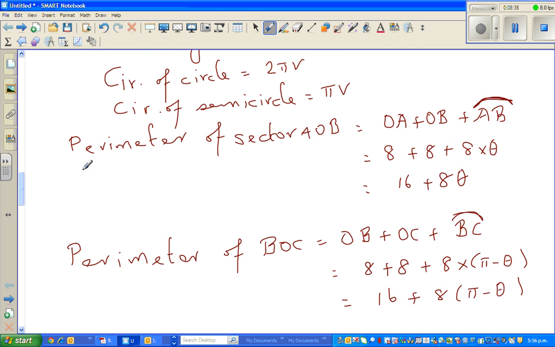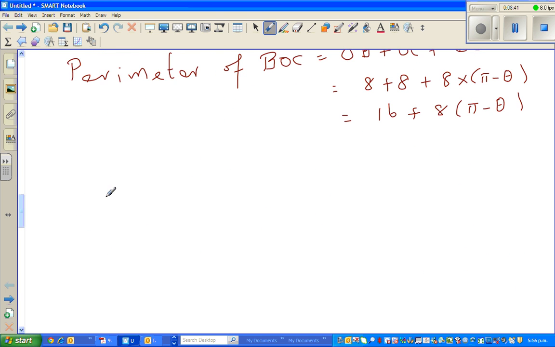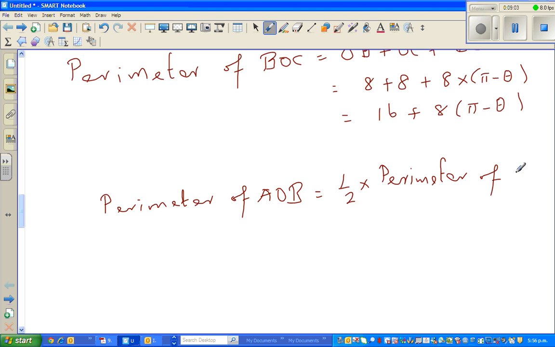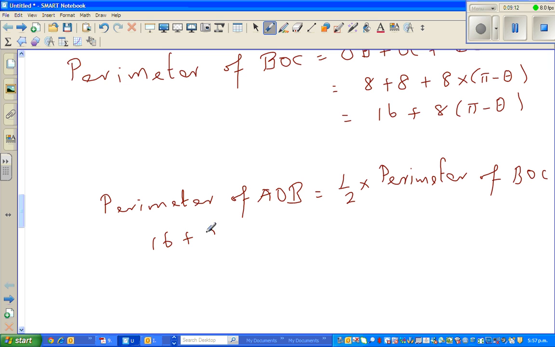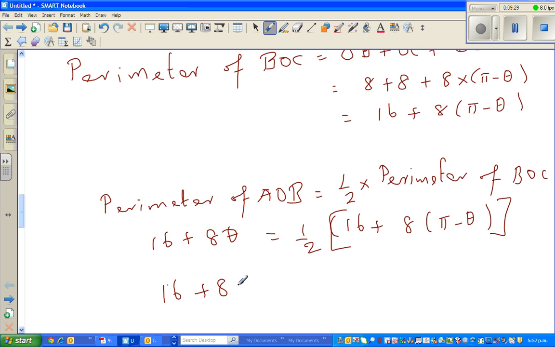What are we saying now? We want the perimeter of AOB to be half times the perimeter of BOC. We know the perimeter of AOB is 16 plus 8 theta, and I want to set that equal to half times 16 plus 8 times pi minus theta. If you do the halves, that is 8 plus 4 times pi minus theta.